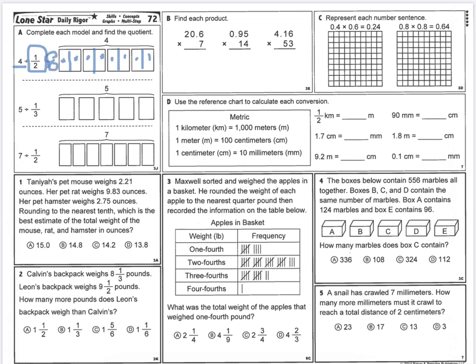Okay? So for 5 divided by 1/3, you're going to divide each one of these models into 3 pieces, and then count each piece. For 7 divided by 1/2, you're going to take each one of these 7 models and cut them in half.